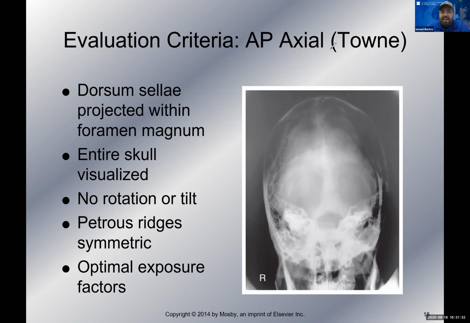So for rotation, what we want to look at is we want to make sure that the petrous pyramids are symmetrical, right? So here is one petrous pyramid, here is the other one, right? Do they look symmetrical? Yeah, pretty symmetrical, okay? So if you see that they look symmetrical, then there's really no rotation, all right?